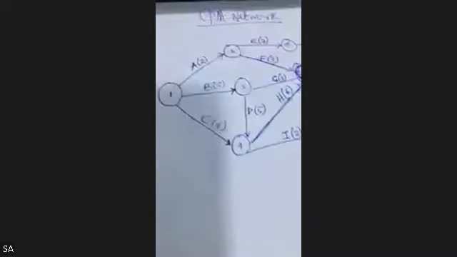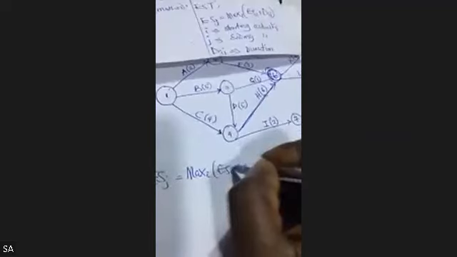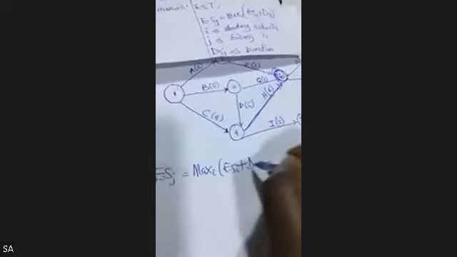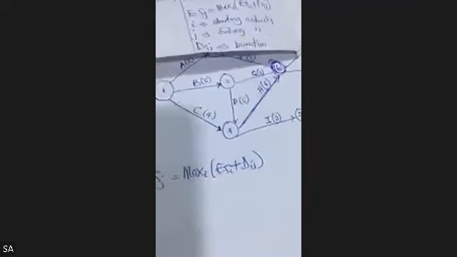Now, class. Remember the formula. This is the formula. So we said ES J is equal to the maximum over I of ES I plus D I J. You just need to know this to apply it to your notes. Now let's start with node 1.